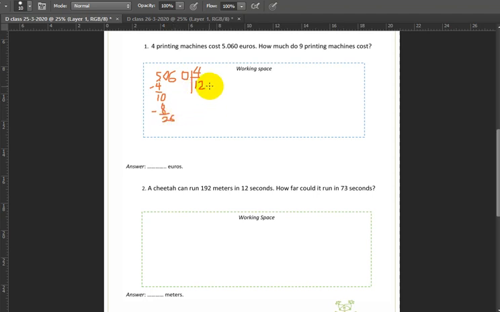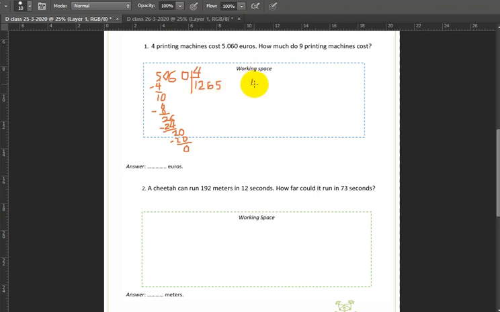4 goes into 26 6 times. 6 times 4 makes 24. 26 take away 24 makes 2. Carry down the 0. And 4 goes into 20 5 times. 5 times 4 makes 20. And once I do the subtraction, I'm going to get 0. So one machine costs 1,265 euros.